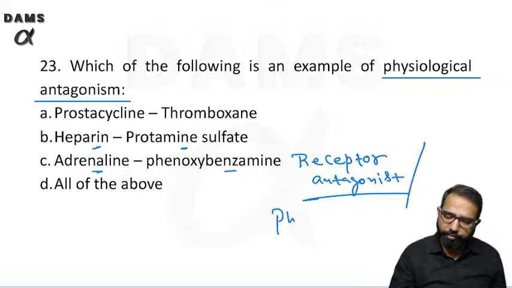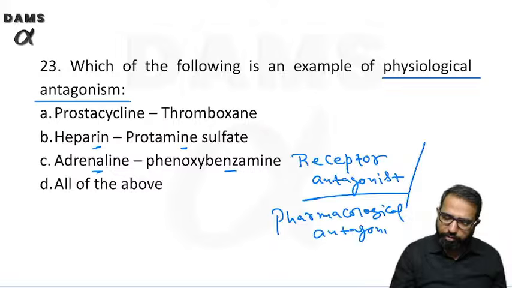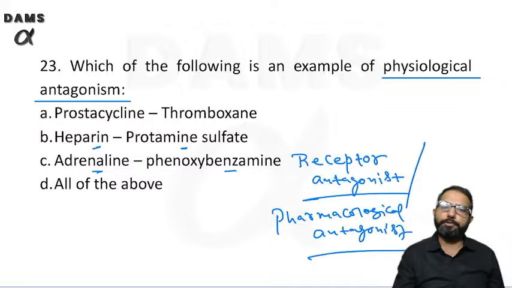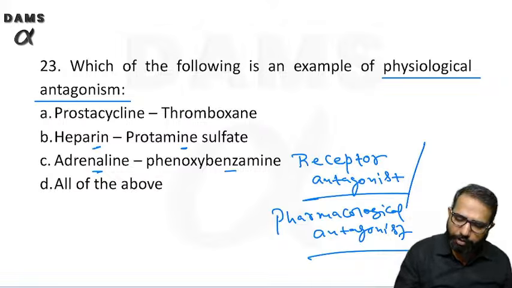Receptor means pharmacological. So same receptor, alpha agonist, alpha blocker. So receptor or pharmacological antagonist. Heparin and protamine are acid and base. So this is chemical antagonism. Chemical.